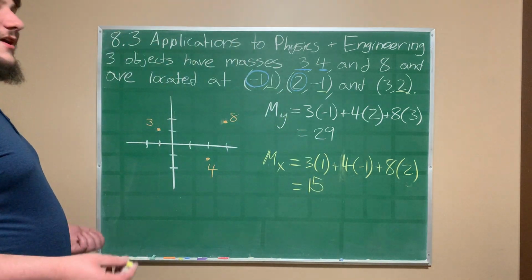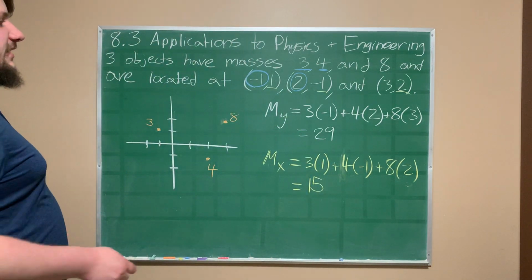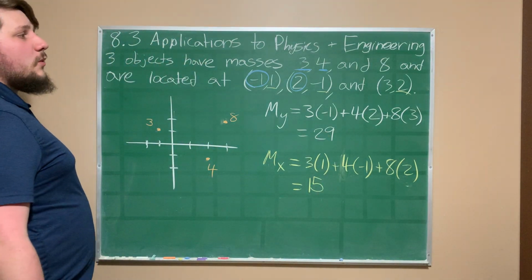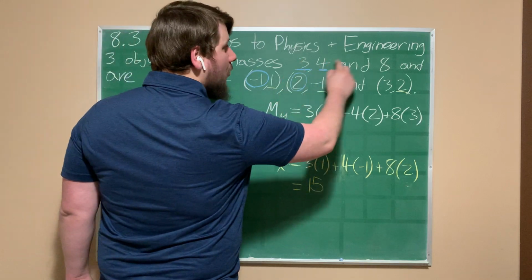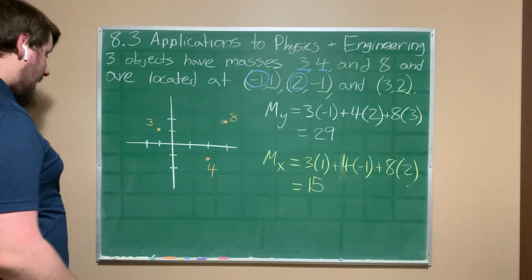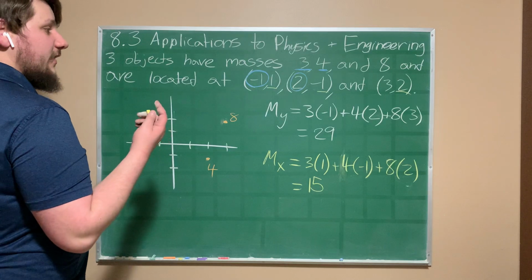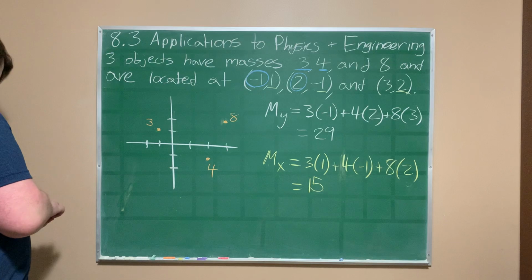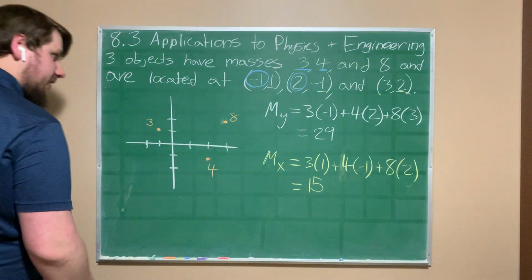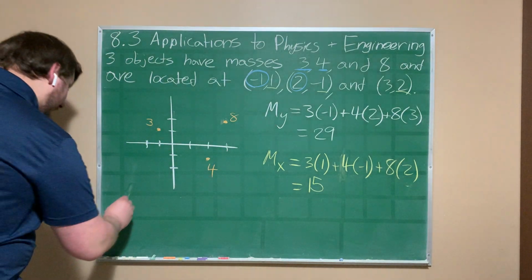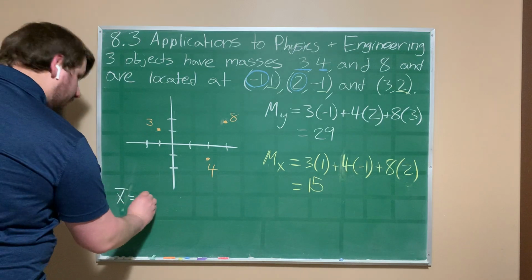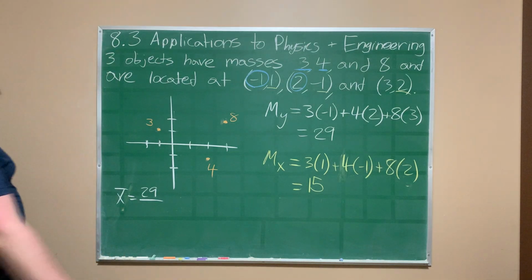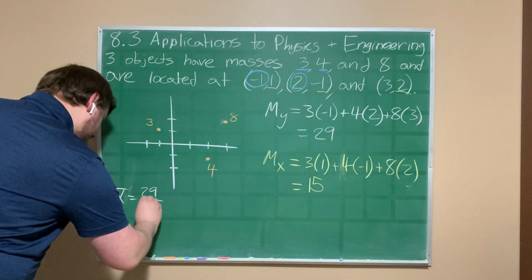So now for the actual centroid here, we can take each of these values and divide by the total amount of mass in the system. Well, the mass in the system will be 3 plus 4 plus 8, which is 15. So the x-coordinate, let me again color code this correctly. I did this wrong before. The x-coordinate comes from the moment with respect to y. The x-coordinate of the centroid is going to be 29 divided by the total amount of mass in the system, 3 plus 4 plus 8, which is 15.